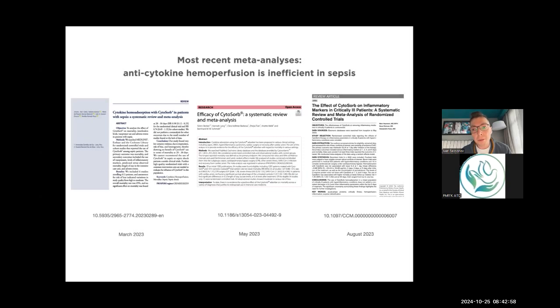And the most recent meta-analysis, which investigated the efficiency of anti-cytokine hemoperfusion in sepsis, also considers this approach problematic. No efficiency in sepsis for this kind of adsorbent is noted.